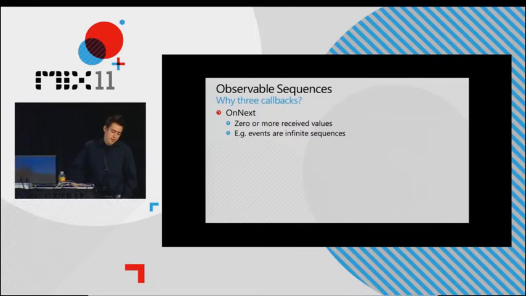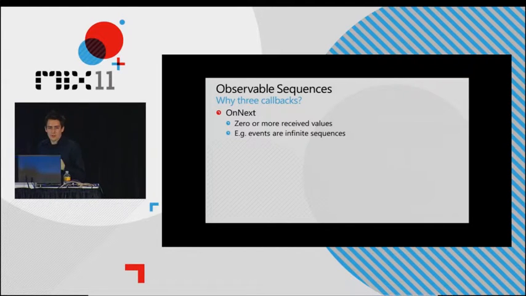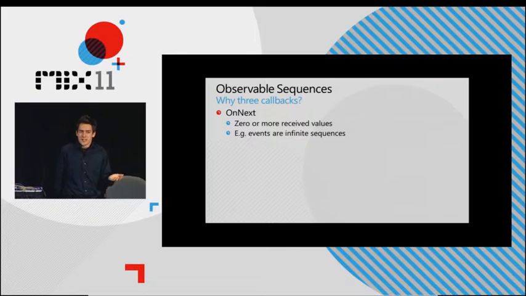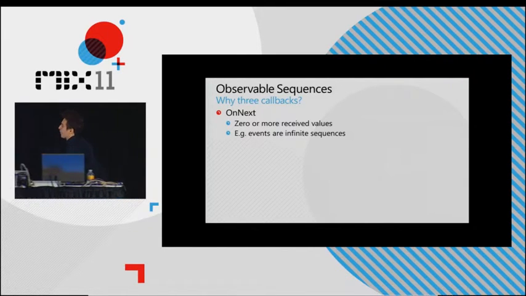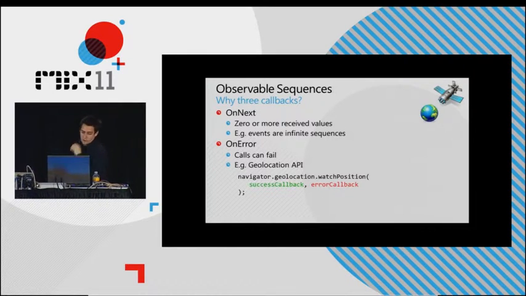So onNext, basically, you can get 0 or more calls to that, saying there is new data available. Like if you think about an AJAX call, you will typically see just exactly one call, unless something goes wrong, saying, here's the result of the computation. Now, in case of mouse moves, of course, well, that sequence is infinite. You will get onNext, onNext, onNext. Every time the mouse moves, you get a new location, an XY coordinate object. So you can have 0 or more.